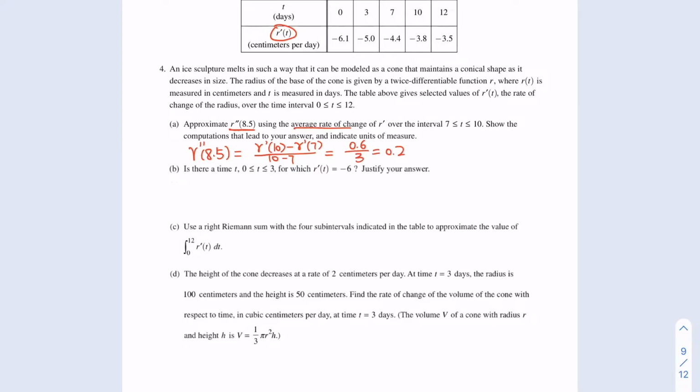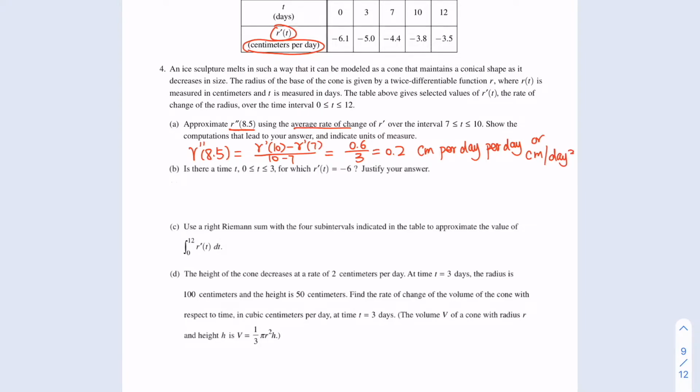Because the unit for r prime is centimeters per day, over t, which is days, the unit here will be centimeters per day per day, or you can write centimeters per day squared.